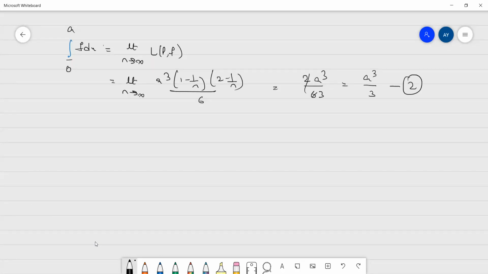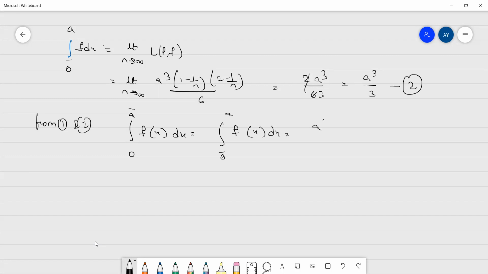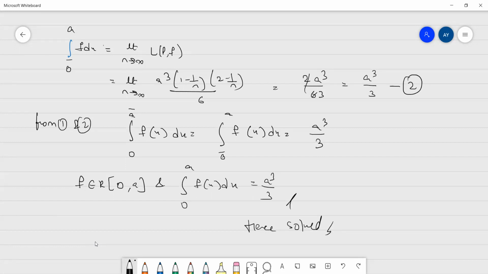This is the second one. So what are the first and second? They both are equal. Hence, what can you write from 1 and 2? We can write that the upper integral from 0 to a of f of x dx is equal to the lower integral from 0 to a of f of x dx, that is equal to a cube by 3. So we can conclude that f belongs to R over 0 comma a, and the integral from 0 to a of f of x dx will be equal to a cube by 3. Hence solved. This is what we had to prove and this is what we have proved.